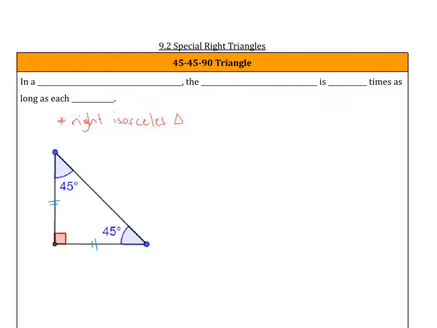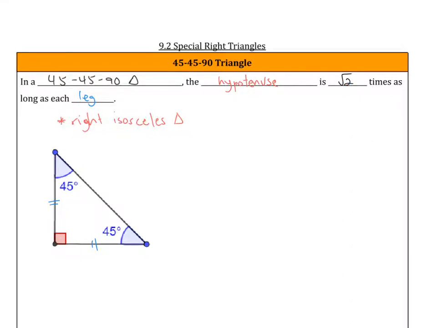All right, now in a 45-45-90 triangle, the hypotenuse is the square root of 2 times as long as each leg. I know this sentence looks a little bit weird, but if I said that the hypotenuse is 3 times as long, or 4 times as long, we know what that means. This is the same idea. It's just not a whole number. The hypotenuse is square root of 2 times as long as each leg.